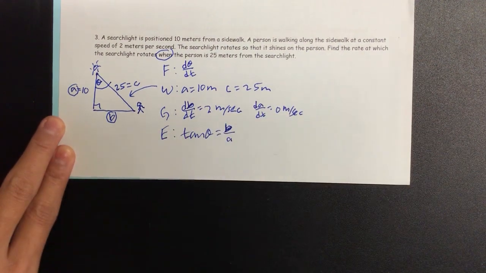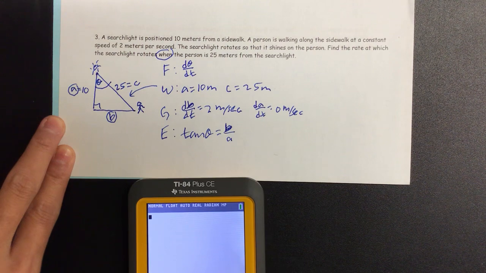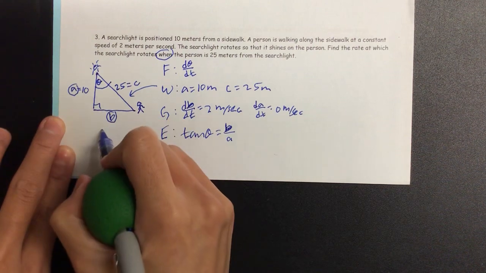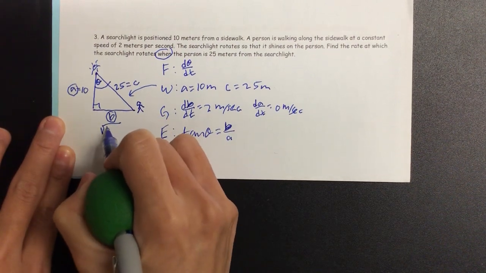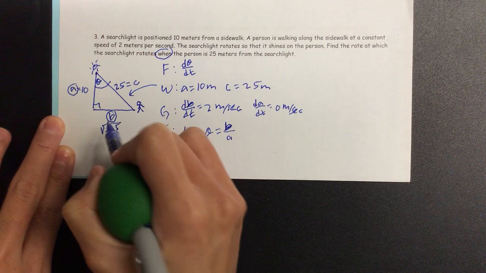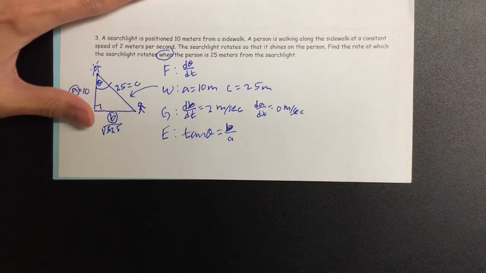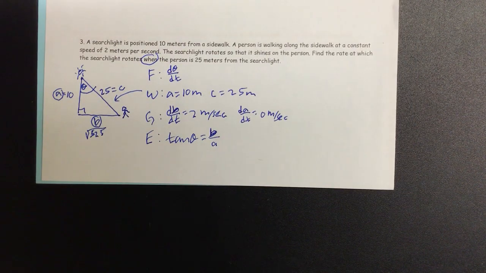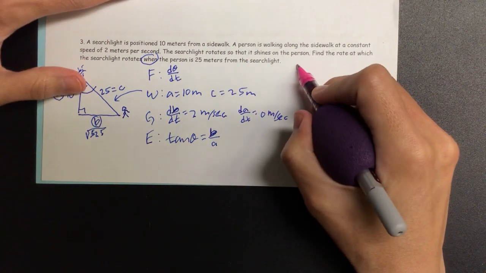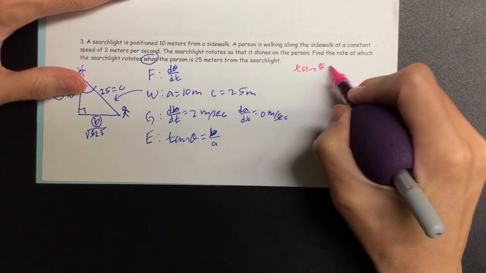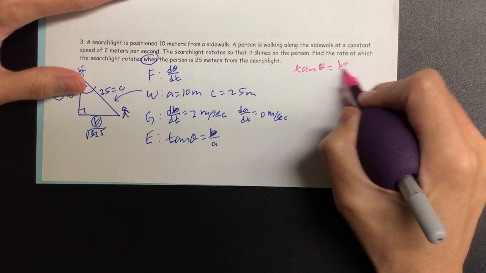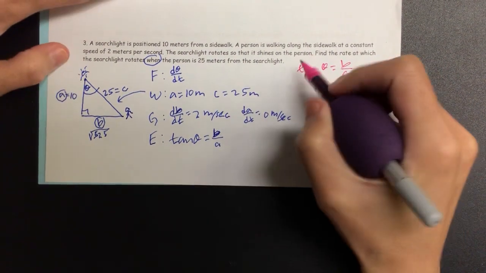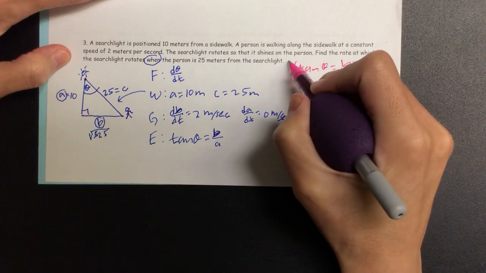All right, let's use Pythagorean and find out what the B piece is. So 25 squared minus 10 squared, and that's going to go in the square root. 525 inside the square root. So let's write out the equation. So we have tan theta is equal to B over A. And we are going to derive this with respect to t.